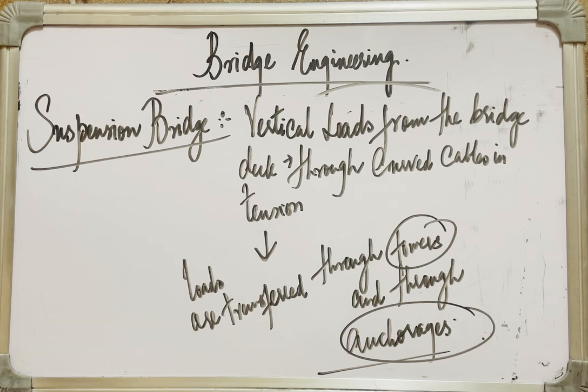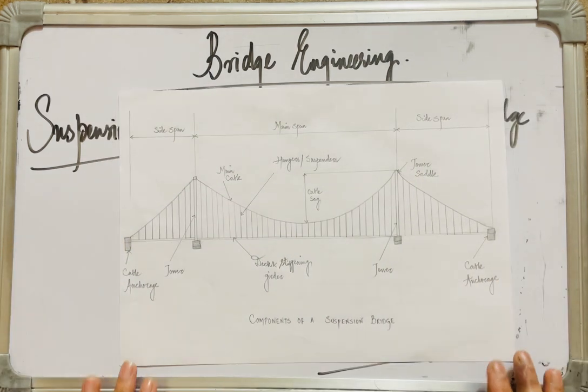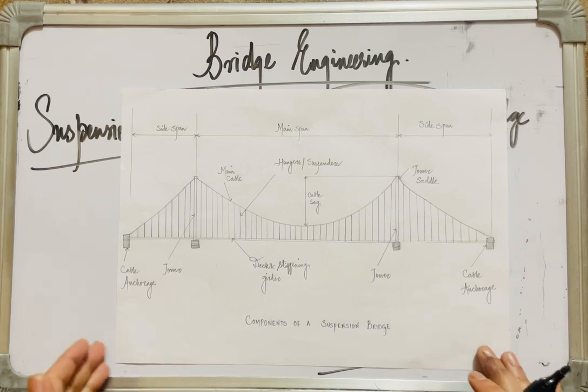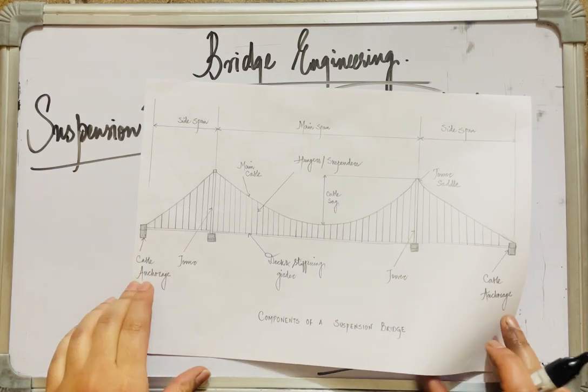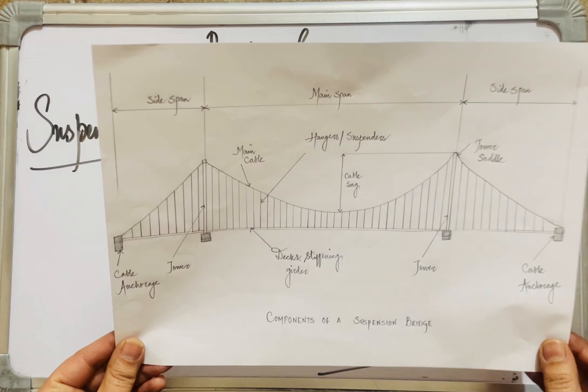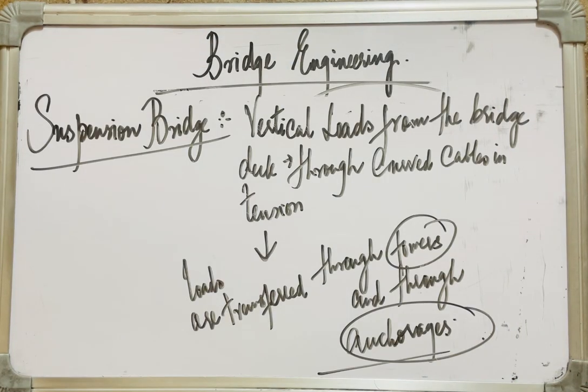Here it is. This is a suspension bridge. All right. I'll tell you about the components. I'll write it down and then we'll show you in the diagram as well. Let me rub it first and write it down first.